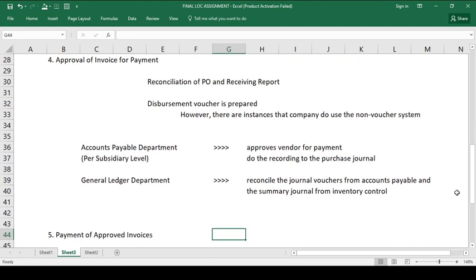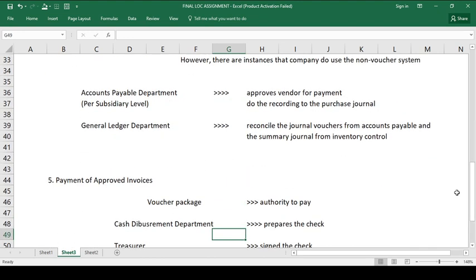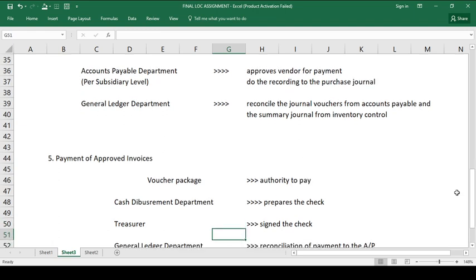Okay? The next is payment of approved invoices. Payment of approved invoices is the last step of the purchasing and payment cycle. The payment of approved invoices refers, una, we need the voucher package. The voucher package is a document showing that the disbursing officer or the disbursement department is authorized to pay that supplier because the voucher package shows all documents: the purchase order, the purchase requisition form, the receiving report.